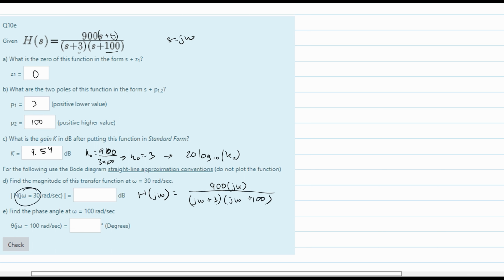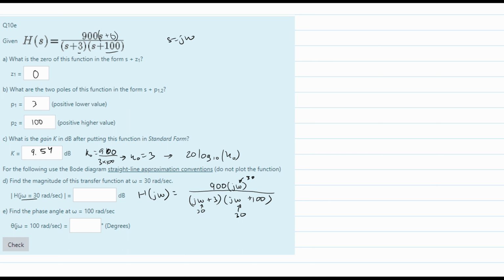Now, we're given this right here, but we're not substituting the entire j omega with this 30, just the omega part. So inside of here, we are going to have a 30 times j. Inside of here, we'll have a 30 times j, and then also inside of here, we'll have a 30 times j. And now we need to convert this into the polar form. That way we can divide these together, or we can just plug into a calculator. You can do either, really. But since I've done so many plugging into calculators, I'm going to do the polar form here.